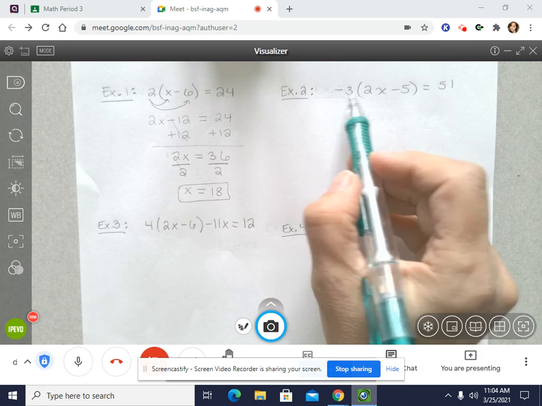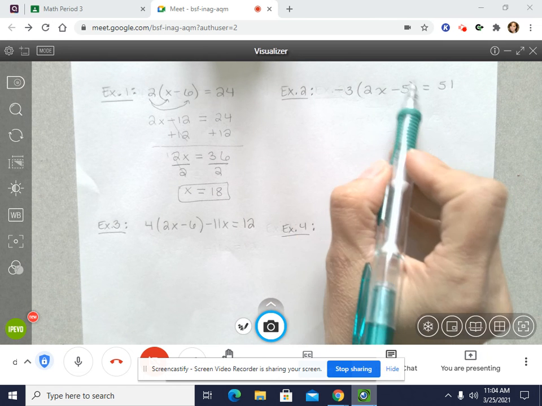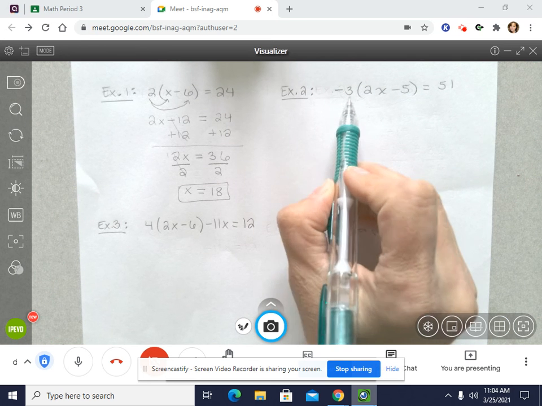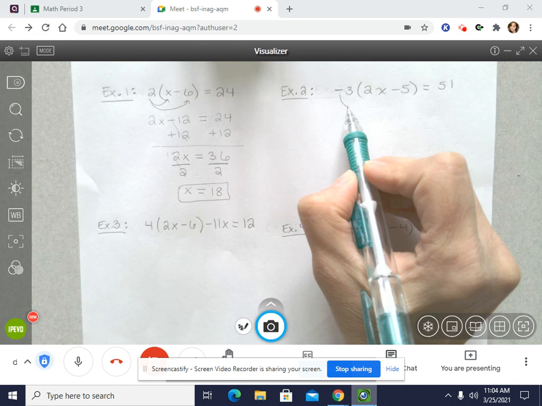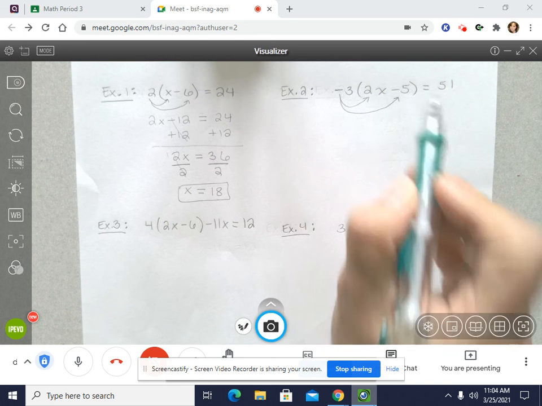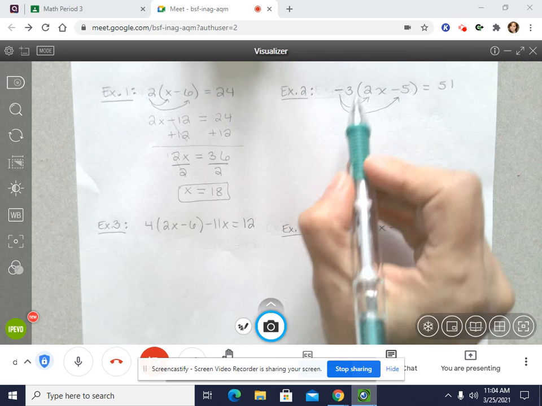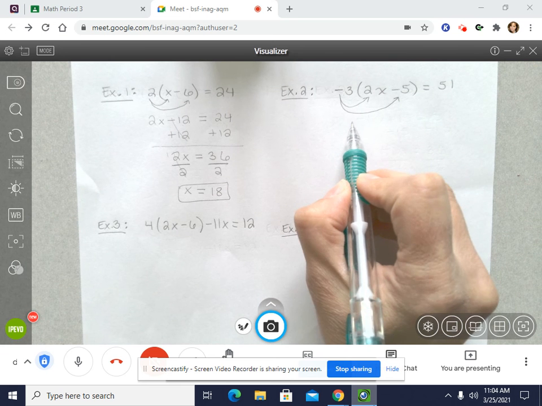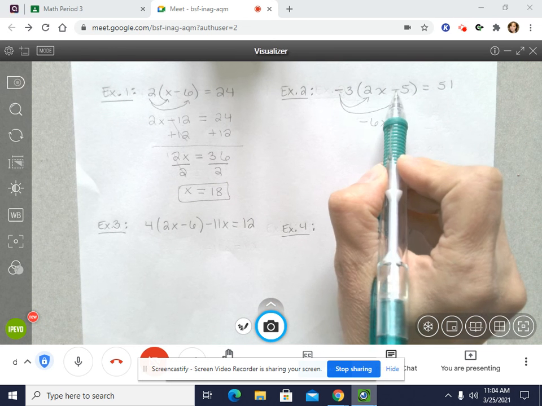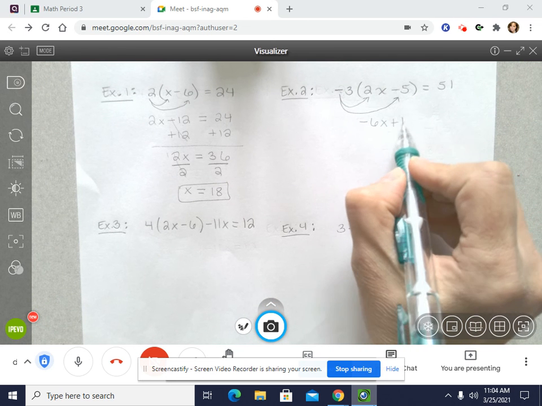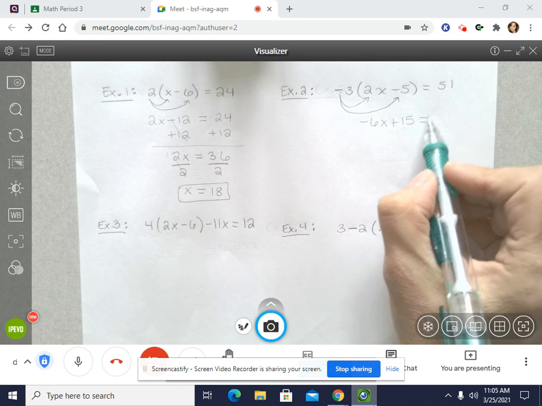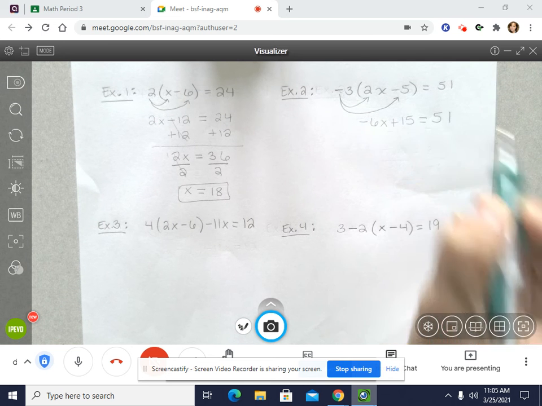All right, example 2. Notice what's directly in front of the parentheses. A 3, but because there's a negative sign in front, it's a negative 3. So we're distributing our negative 3 to the 2x and our negative 3 to the negative 5. So negative 3 times 2x is negative 6x. Negative 3 times negative 5 is positive 15. Remember, a negative times a negative is a positive. Bring down our equals, bring down our 51.